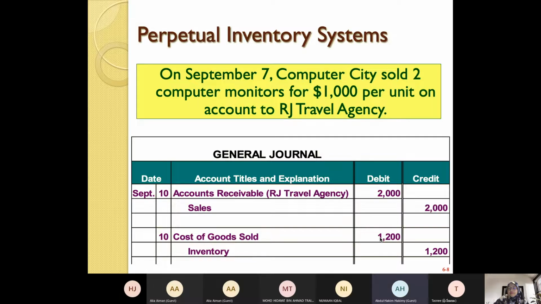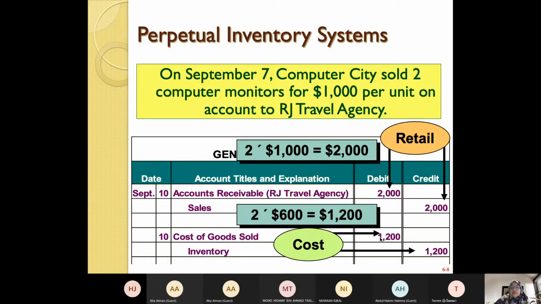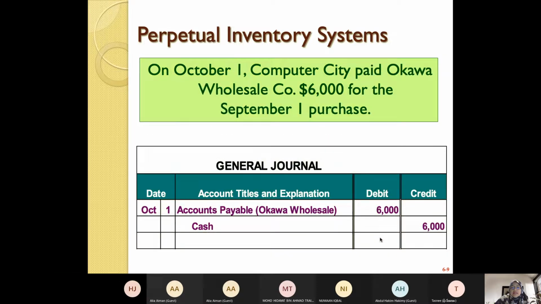Because we have to deduct it from the inventory. When you make sales, it means that your inventory reduces, right? There's a decrease in your inventory. That's why you credit your inventory account, right? And then, you make payment for the purchase, the $6,000 that you purchased.